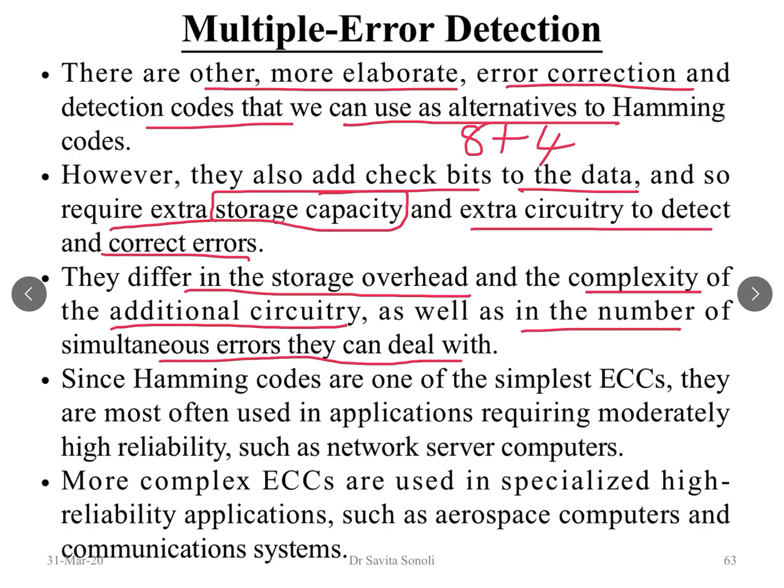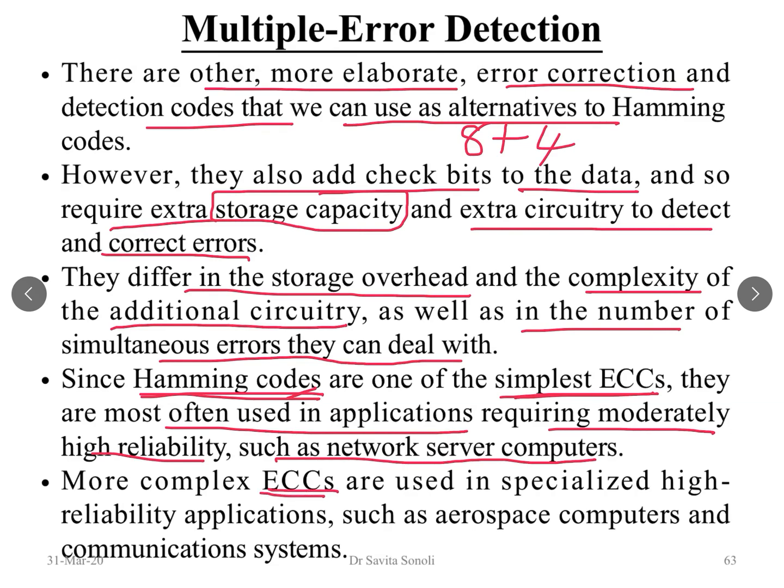So what is the advantage of Hamming codes? Since Hamming codes are one of the simplest error correcting codes, they are most often used in applications requiring moderately high reliability, such as network server computers. There are more complex error correcting codes, which are used in specialized highly reliable applications such as aerospace, computers and communication systems. So these are the advantages of Hamming codes and how using Hamming codes we detect and correct the single bit. Hope you have understood the session.